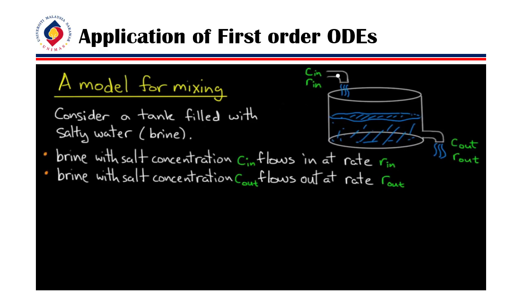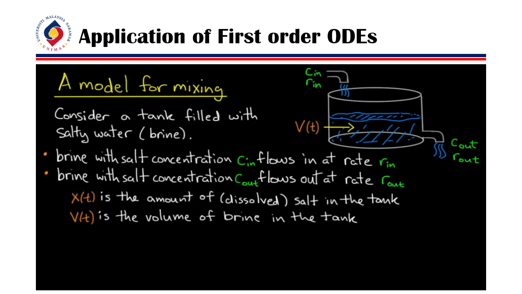So let's say that the brine flows into the tank at a rate of R in, and it has a salt concentration of C in. And the brine flows out of the tank at a rate of R out, and it has a concentration of C out. Let's give names to two more quantities. Let's call X of t the amount of dissolved salt in the tank, so the total amount of salt dissolved in this brine, and let's call V of t the total volume of the brine.